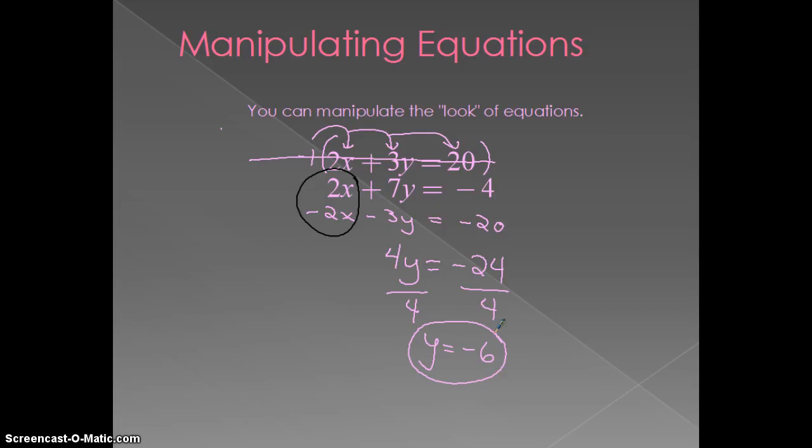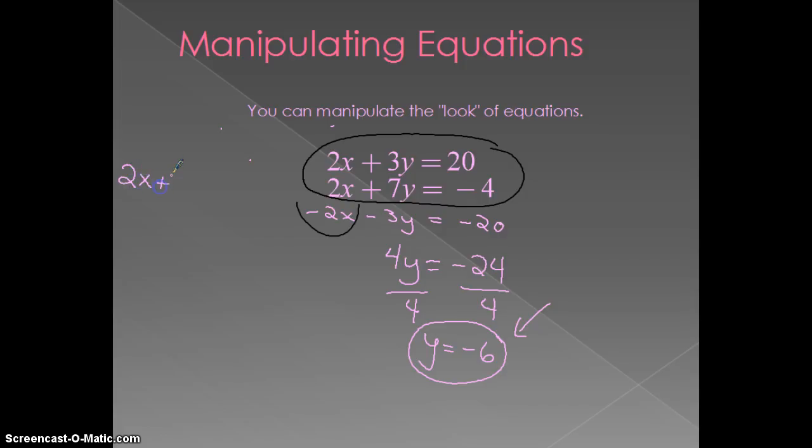So, let's go back to our two originals. We can take either one of these and we can plug in y equals -6. We manipulated the top, so let's maybe use the bottom. We've got 2x plus 7 times, well, y value is -6 now. We'll plug in -6 equals -4. Great.